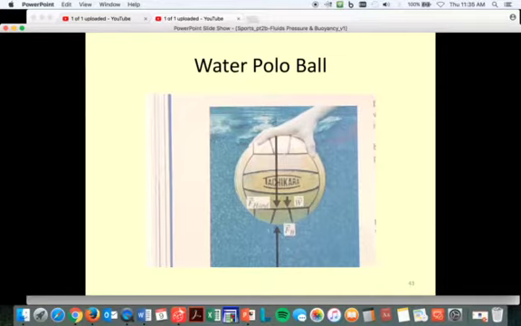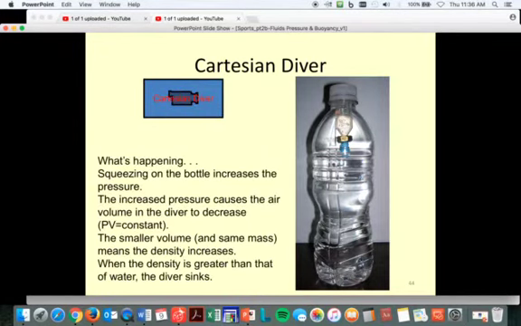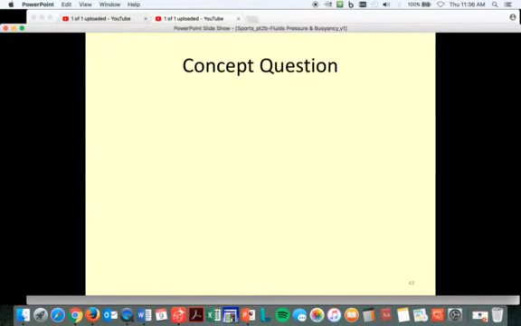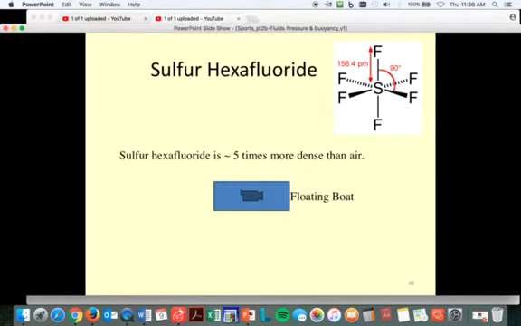But have you ever noticed how hard it is if you've got a big old beach ball at the pool to get that thing underwater? It's really hard, especially if it's a big beach ball. If it's a huge beach ball, there's no way you're going to get that thing underwater, because the buoyant force is pushing up on something. Let me get through all this. Okay. Oh, and the sulfur hexachloride. Okay, it's 5 times more dense than air.